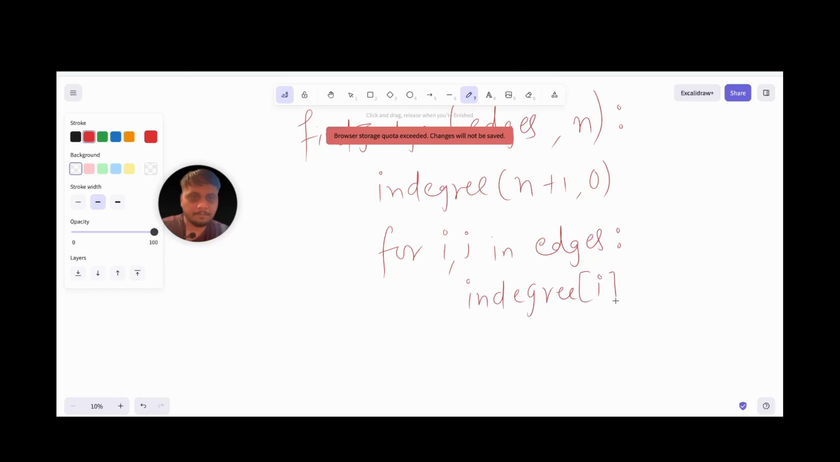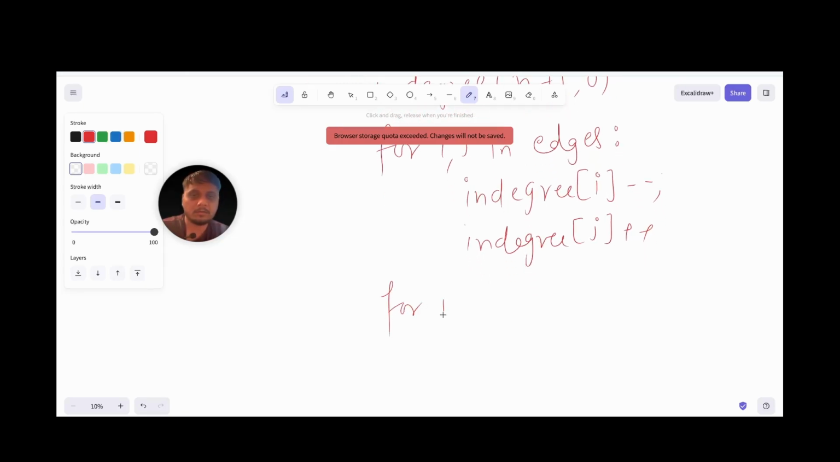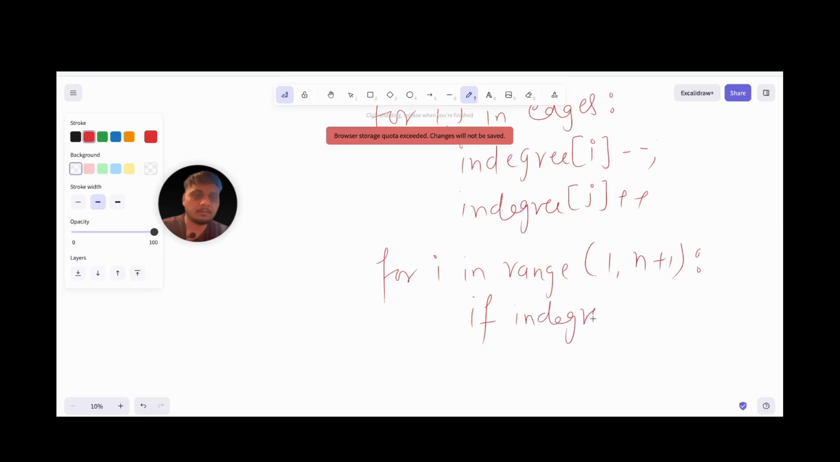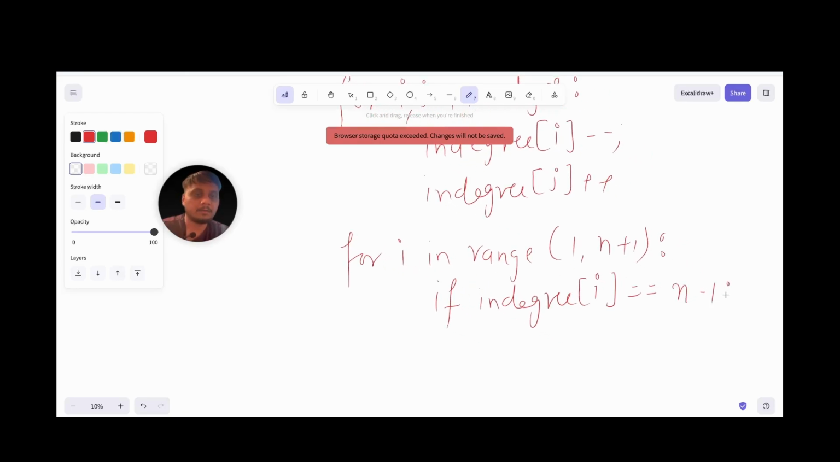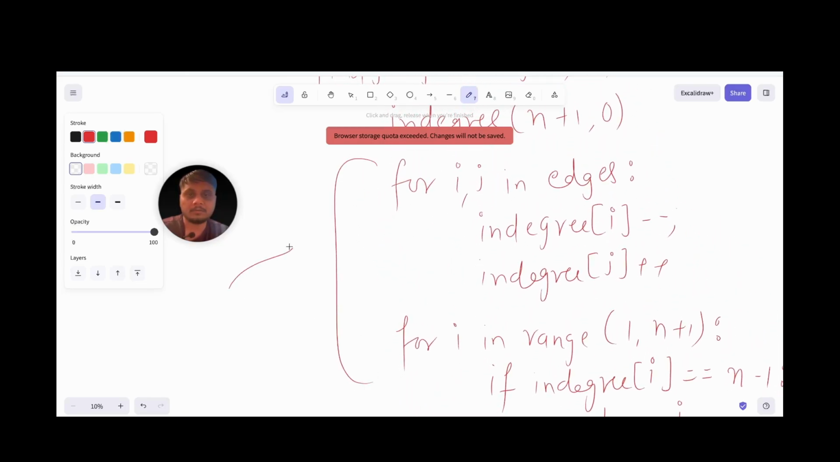Indegree for i is -1, indegree for j plus 1. Now iterate over all the labels from 1 to n, and if you find the indegree for any label or for any node to be n minus 1, then that's your answer. If you do not find it and escape the loop, then you return -1. So that's your solution.